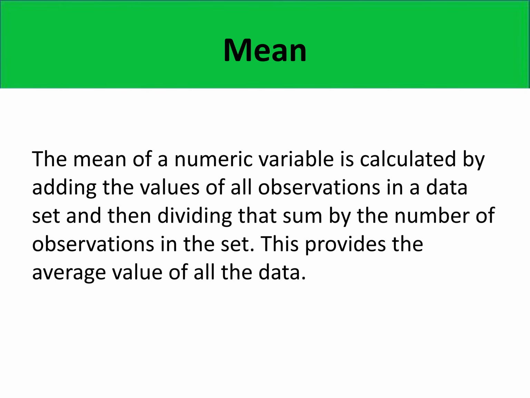The first measure of center is the mean. It is commonly known as the average. It is calculated by adding the values of all observations in a dataset and then dividing that total by the number of observations in the set.